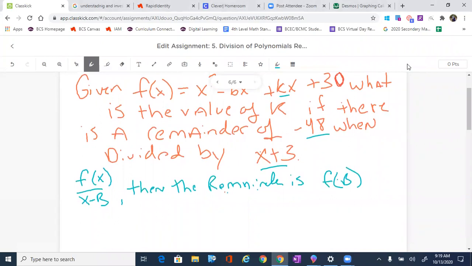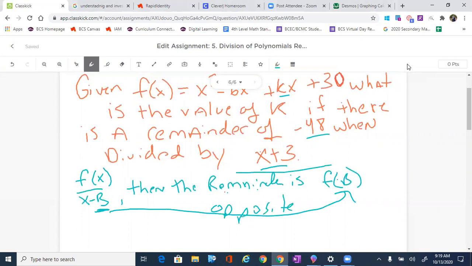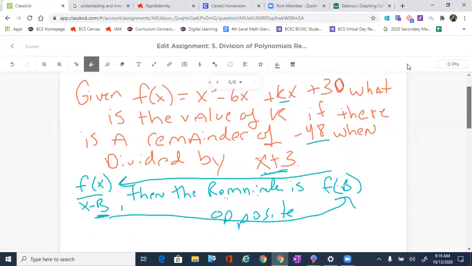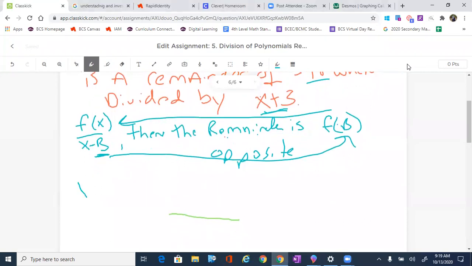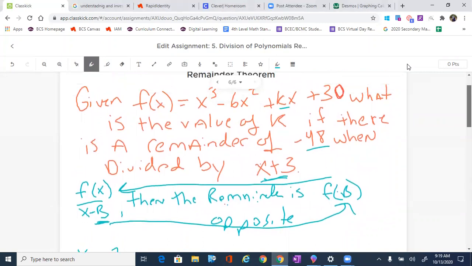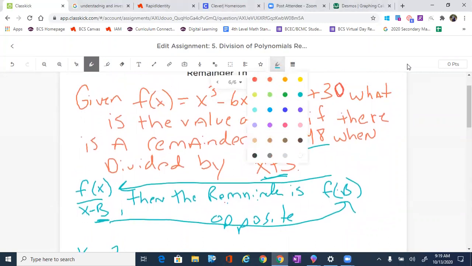So let's revisit what the remainder theorem is. It says if we were to take a function and divide it by a linear term, let's say x minus b, all we have to do is put in the opposite of what is in the denominator into the original function. That will give us the remainder. So knowing that we're dividing by x plus 3, all we really need to do is find x equals -3, because that is the opposite of x plus 3. And we just need to plug that value into the original function.